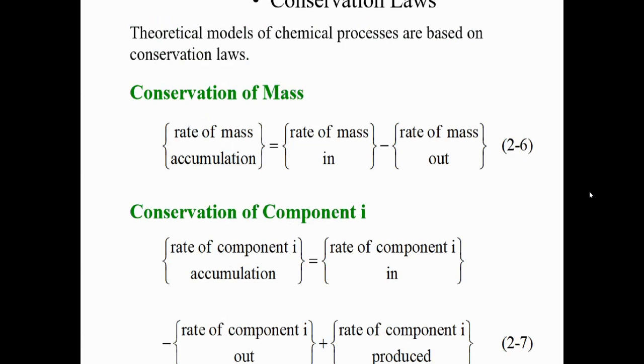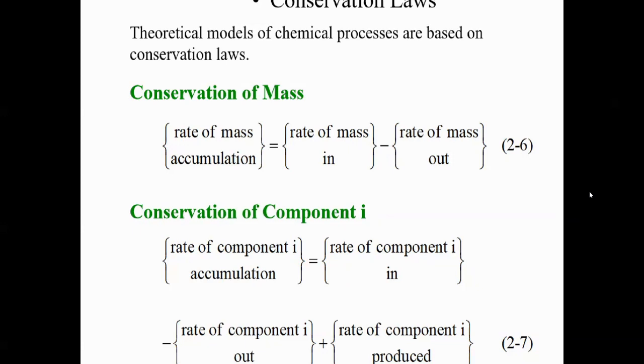So now we look into what kind of conservation law we have. Normally we have a conservation law, namely the conservation of mass, where the rate of mass accumulation is equal to the rate of mass in minus the rate of mass out. That is the conservation of mass, or continuity equation.